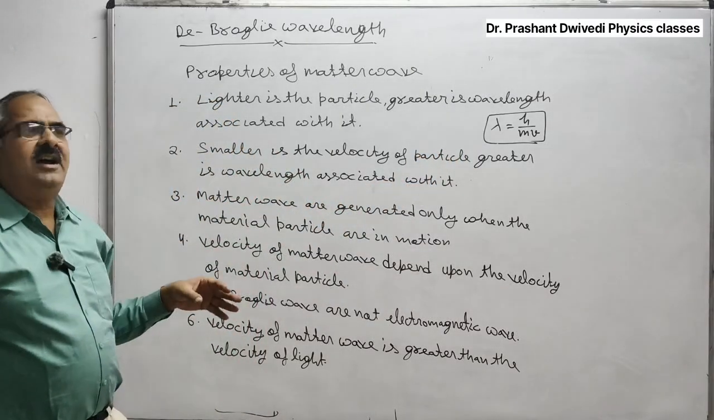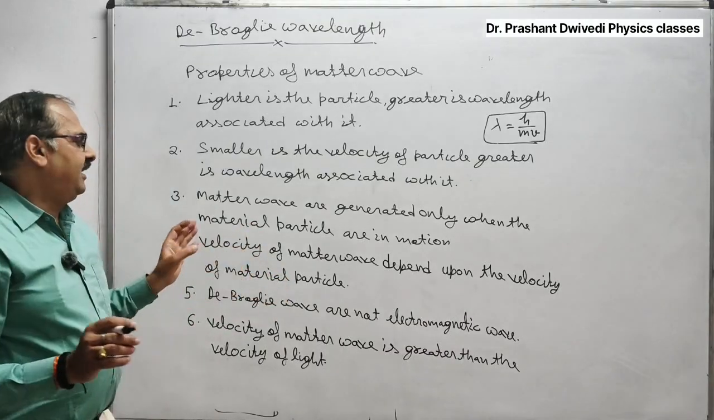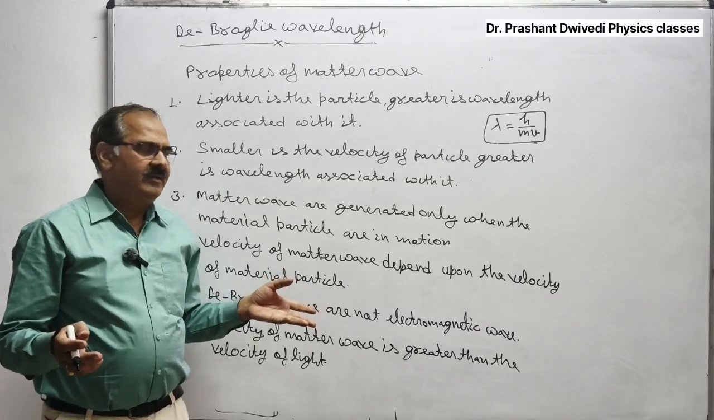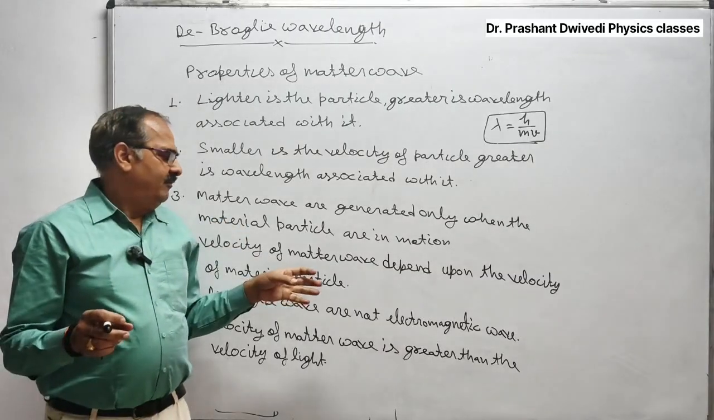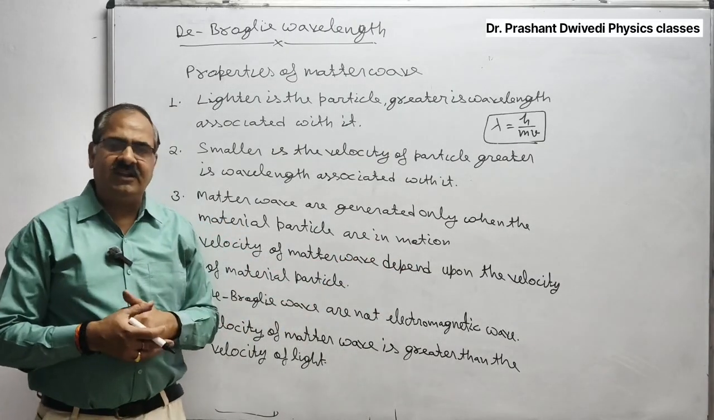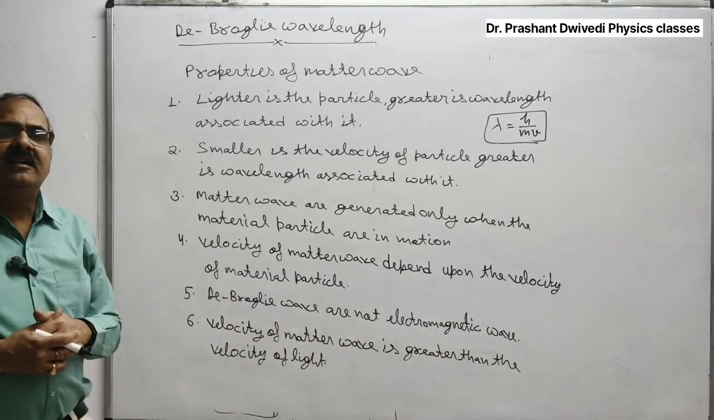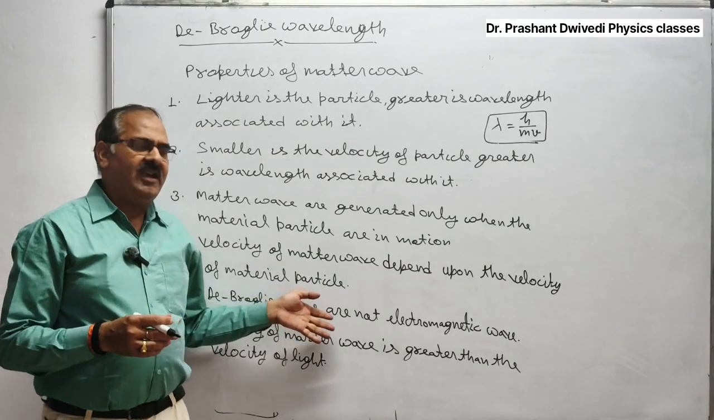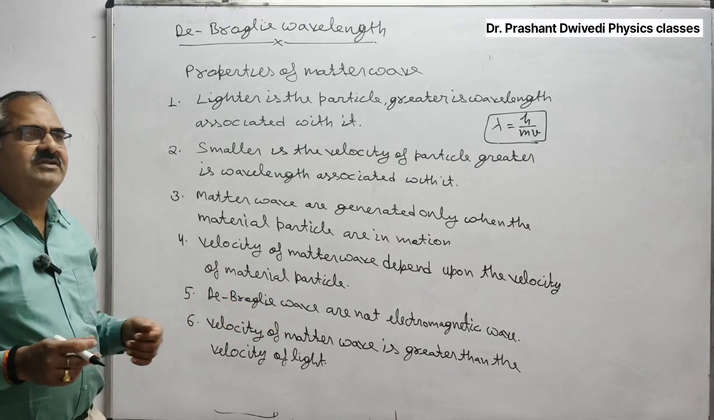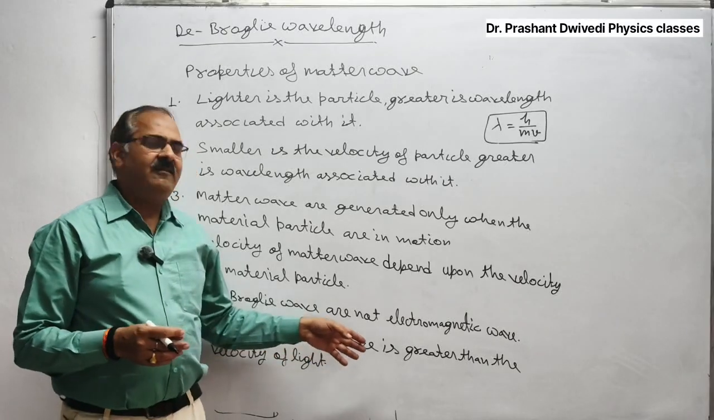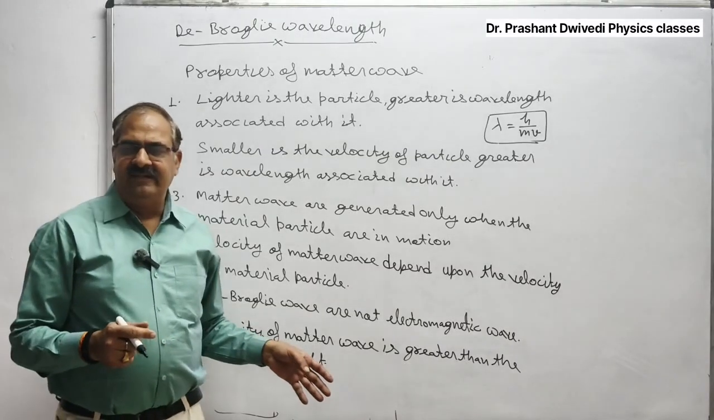Third point, the matter wave is generated only when the material particle is in motion. Fourth point, the velocity of the matter wave depends upon the velocity of the material particle. Fifth point, de Broglie waves are not electromagnetic waves. And last, the velocity of the de Broglie wave is greater than the velocity of light. Thank you.